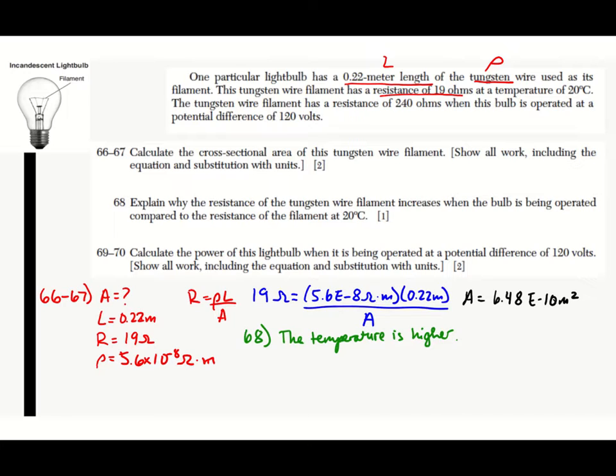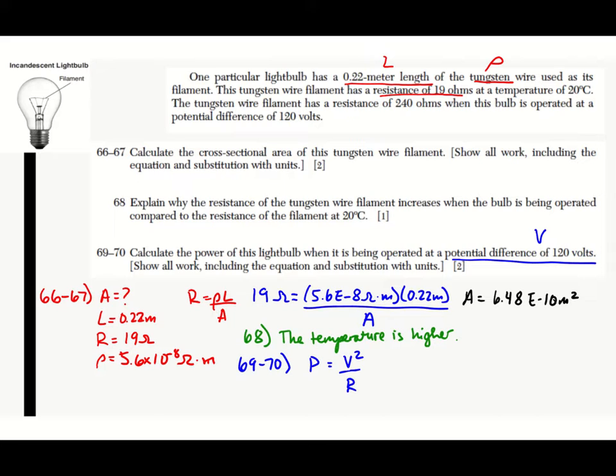Number 69 to 70, calculate the power of this light bulb when it is being operated at a potential difference of 120 volts. We have to show all work. So we need to calculate for power. We have a potential difference of 120 volts. We also have resistance R. So it's got to be V squared over R is our equation for power. There are multiple power equations you could use, but given we only have voltage and resistance, we have to use this version.